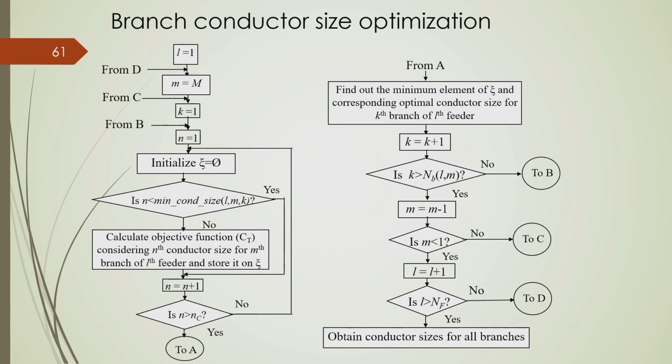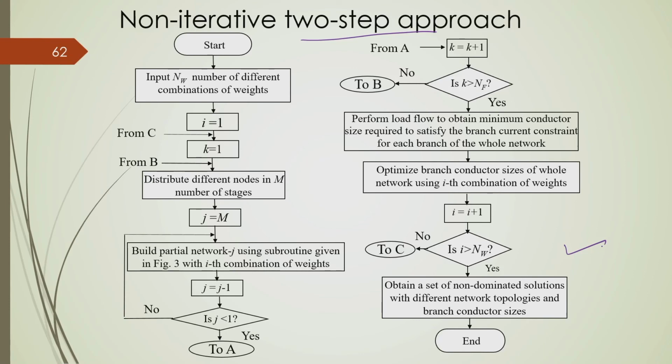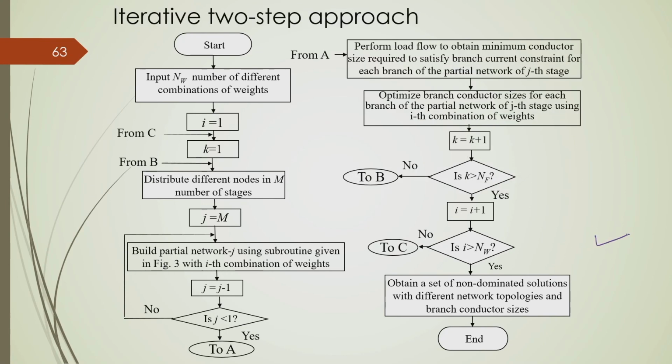Now, this is how we select the branch conductor size. That is the flow chart to select the branch conductor size. If we do these two sequentially, that is, we first determine the conductor network structure and then assign the conductor size, then it is called a non-iterative two-step approach. If we do it together in an iterative manner, then it is called an iterative approach. You can see a flow chart of both approaches here.